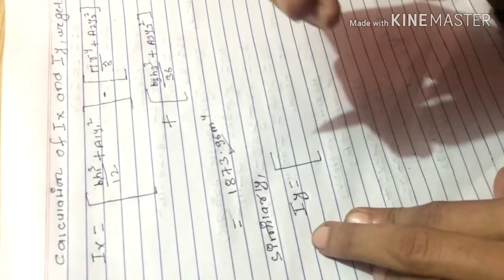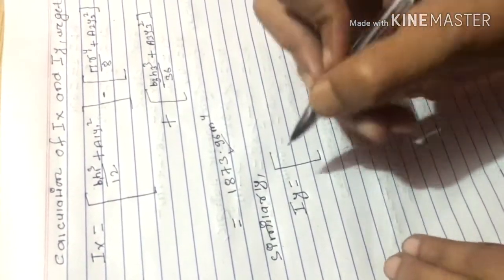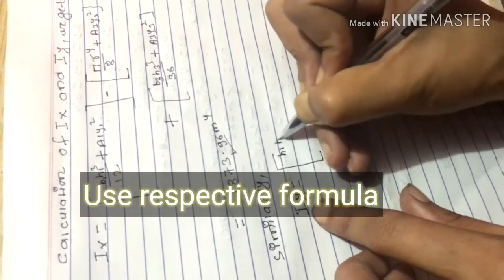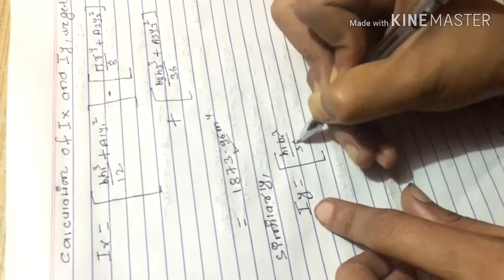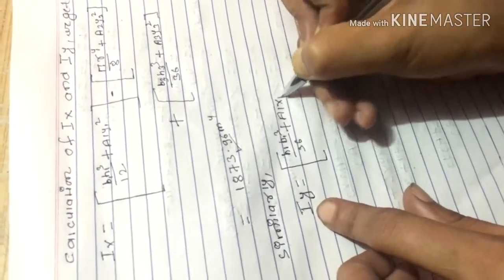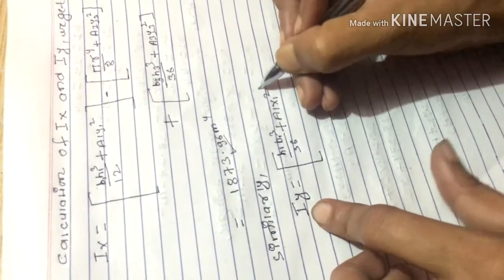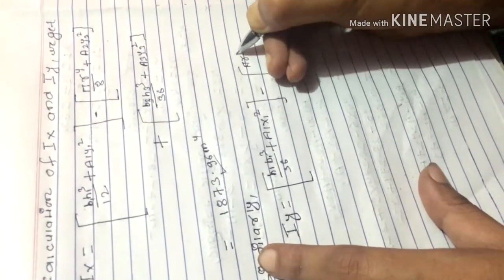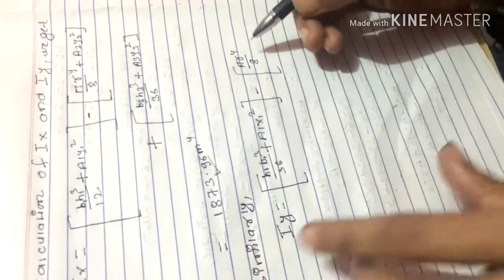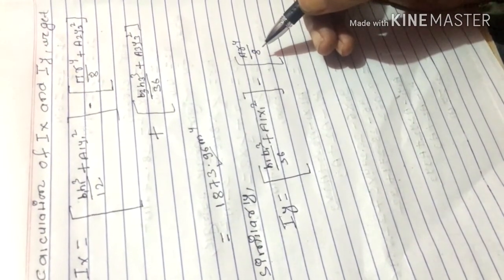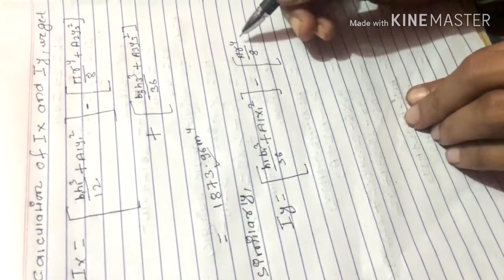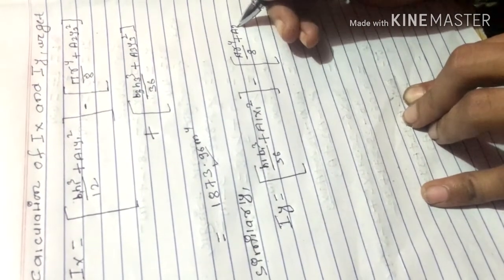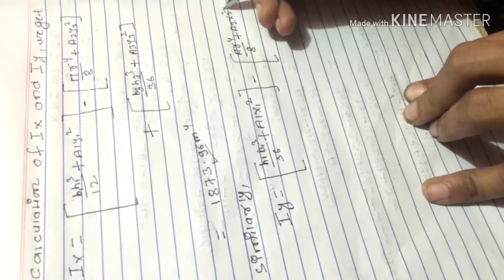Our first figure is a rectangle. The moment of inertia of a rectangle about y-axis is given by hb cube by 36 plus A1 x1 square, minus pi r 4 by 8, because the moment of inertia of a circle about y-axis is pi r 4 by 8 plus A2 x2 square.